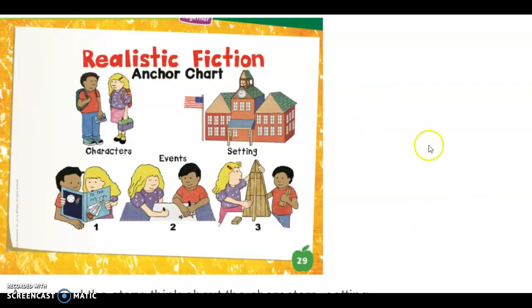Here's our realistic fiction anchor chart that we've been talking about all week. In realistic fiction, we have characters. Those are the people and animals in the story. The setting is where the story takes place. And the events are also known as the plot, what happens in the story.